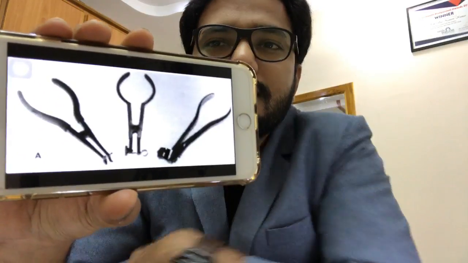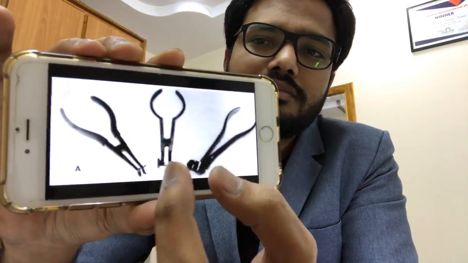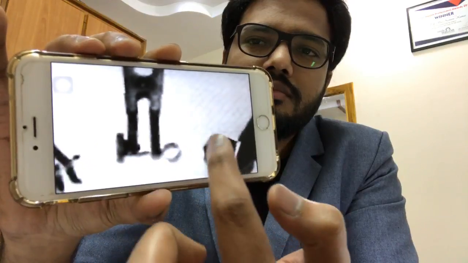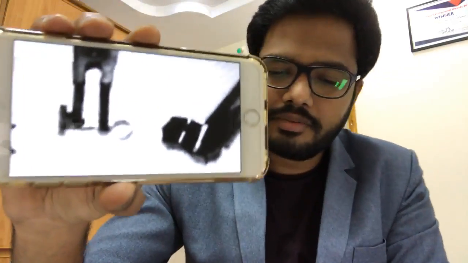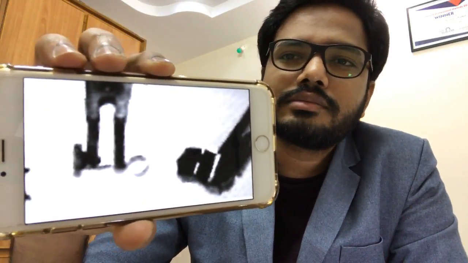So band forming pliers are orthodontic pliers for band forming, so that we can adjust the circumference and tighten them accordingly around the tooth, right? So the image represents band forming pliers. These are band forming pliers, as you can see here. These band forming pliers stretch band material for a tight fit around the teeth.